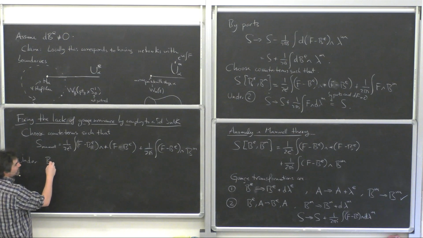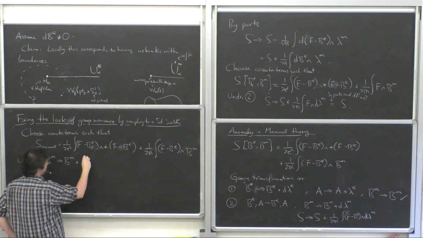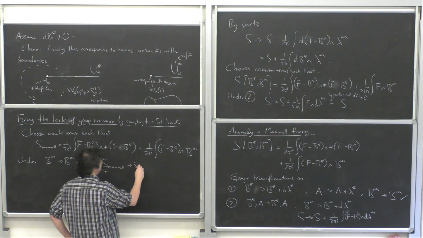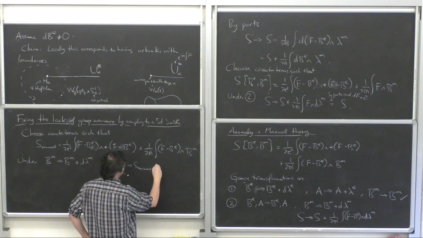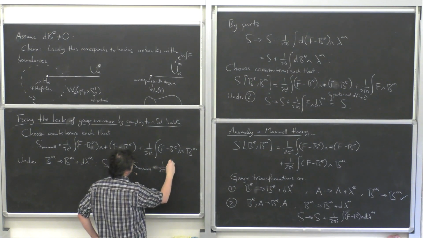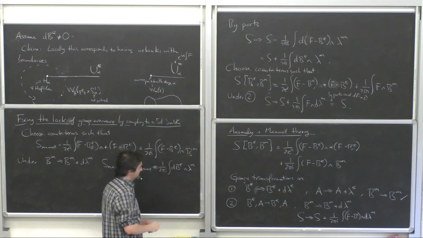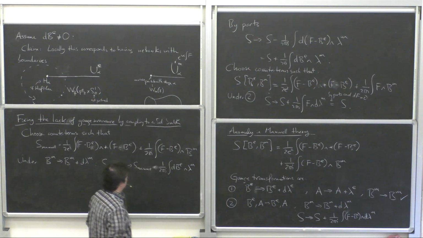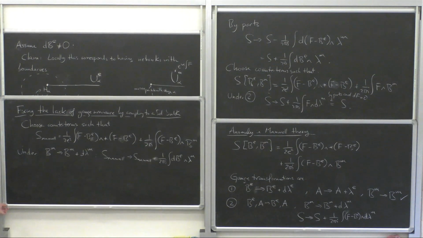So under B_M goes to B_M plus d lambda_M, S_Maxwell goes to S_Maxwell plus, minus, I think, plus. Right? So that's a fact of life.